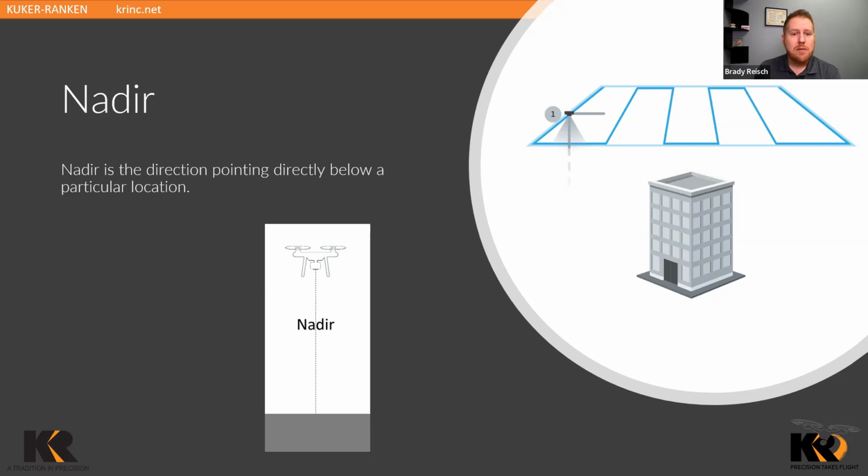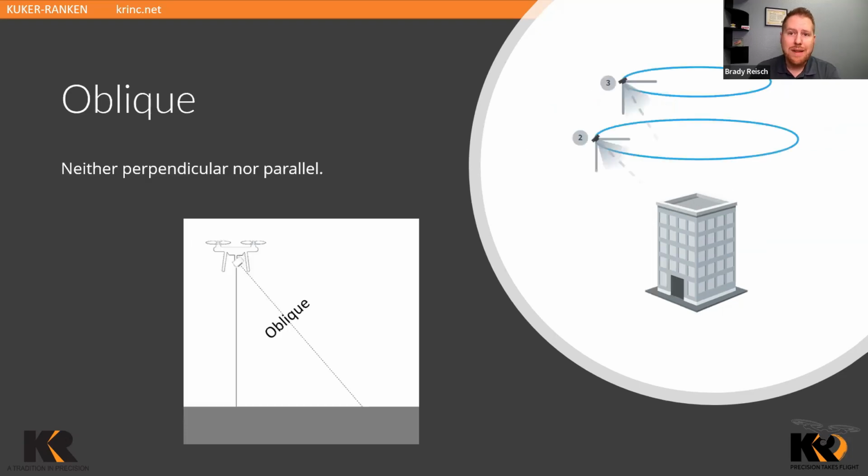The next mission path is called obliques. We're flying around, usually in a circular pattern, to different angles, so we can get more of the side information on that building. So nadir is straight down. Oblique is anything that's not straight down. You can put it at 80 or 85 degrees, and I'll give you a tip in just a little bit about that.